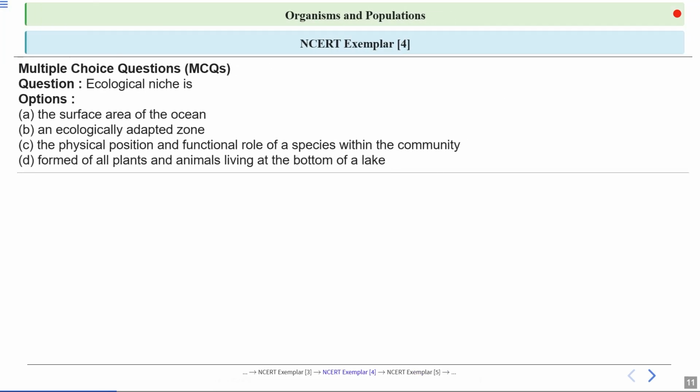Next question, ecological niche is. So what are the options? The surface area of the ocean. Then next is an ecologically adapted zone. Option C, the physical position and functional role of the species within the community. And option D, formed of all plants and animals living at the bottom of the lake. What is the correct answer?